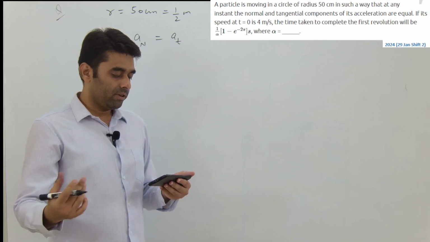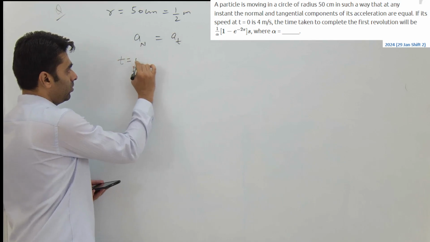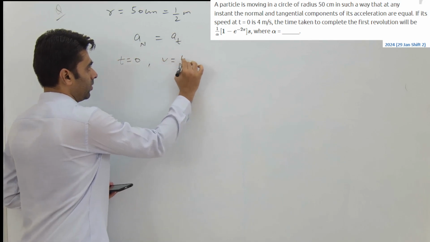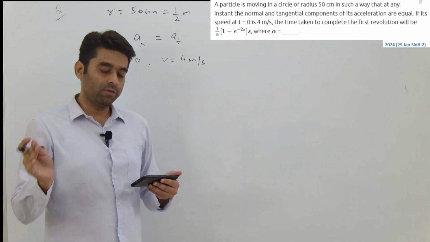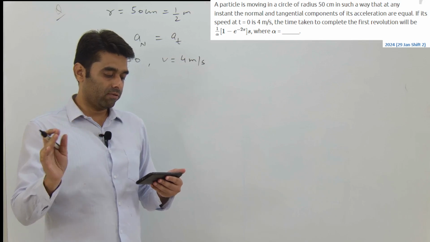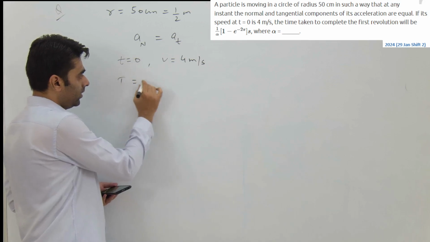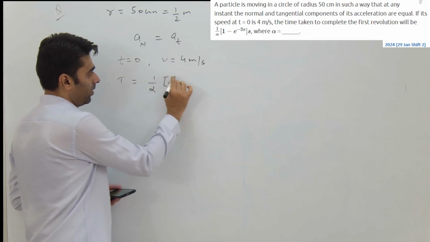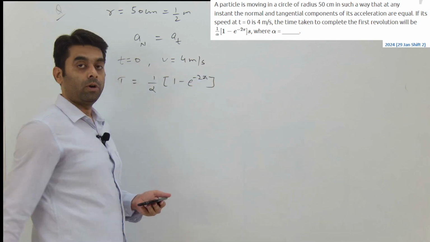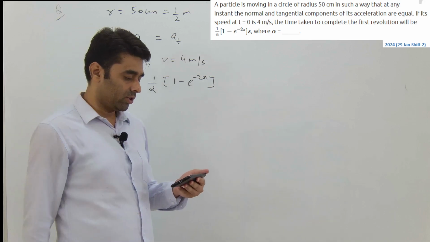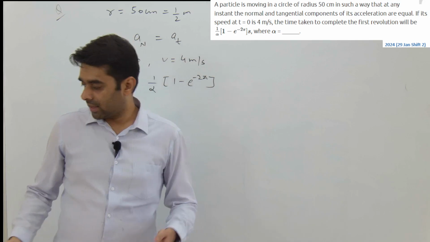If its speed at t equals 0 is 4 meter per second, the time taken to complete the first revolution will be 1 by alpha into 1 minus e power minus 2 pi. So t is 1 by alpha into 1 minus e power minus 2 pi. This is the time taken to complete one revolution, that is the distance of 2 pi r, where alpha is what they are asking us.